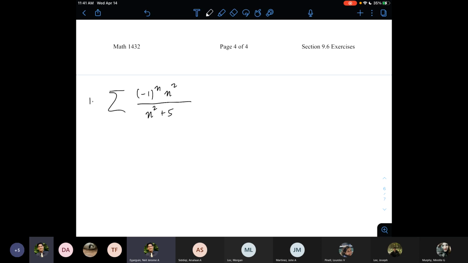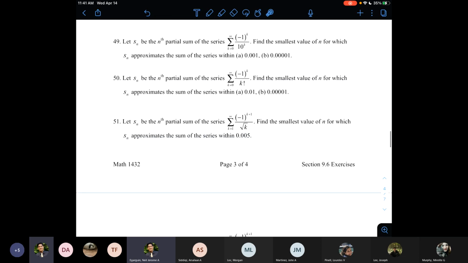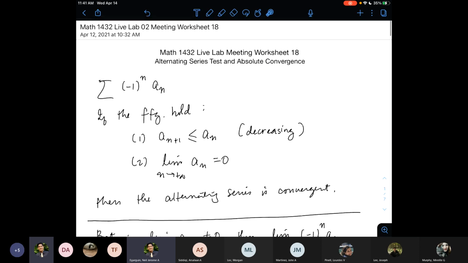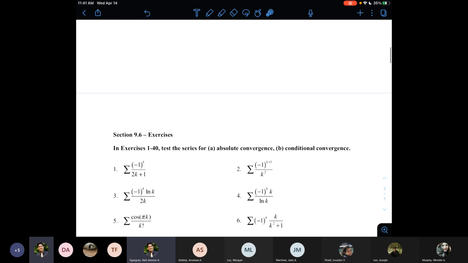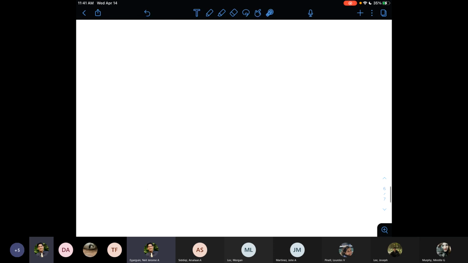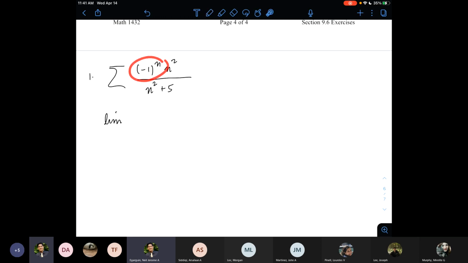Okay, so let's see. As I mentioned, condition 2 is much easier to evaluate, right? So we simply need to take the limit of the positive term. Because AST, if you remember, requires us to get the limit of a_n, where a_n is the non-alternating factor. So essentially, we'll just ignore the alternating sign. In this case, the alternating sign is due to -1 to the power n. So I'll just look at n squared over n squared plus 5 and take the limit as n approaches infinity.